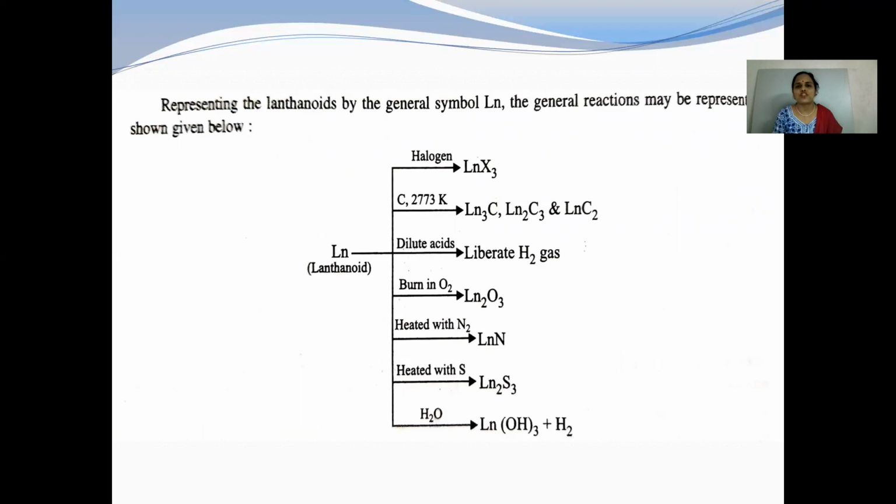Representing the lanthanoids by the general formula Ln, the general reactions may be represented as shown below. Lanthanoid on treatment with halogens gives lanthanoid halide LnX3. On treatment with carbon at high temperature, 2773 Kelvin, forms lanthanoid carbides. With dilute acids, it liberates hydrogen gas. When burnt in oxygen, forms oxides. When heated with nitrogen, forms lanthanoid nitrides. Heated with sulfur, forms lanthanoid sulfides. And on treatment with water, gives lanthanoid hydroxides along with the liberation of hydrogen gas.